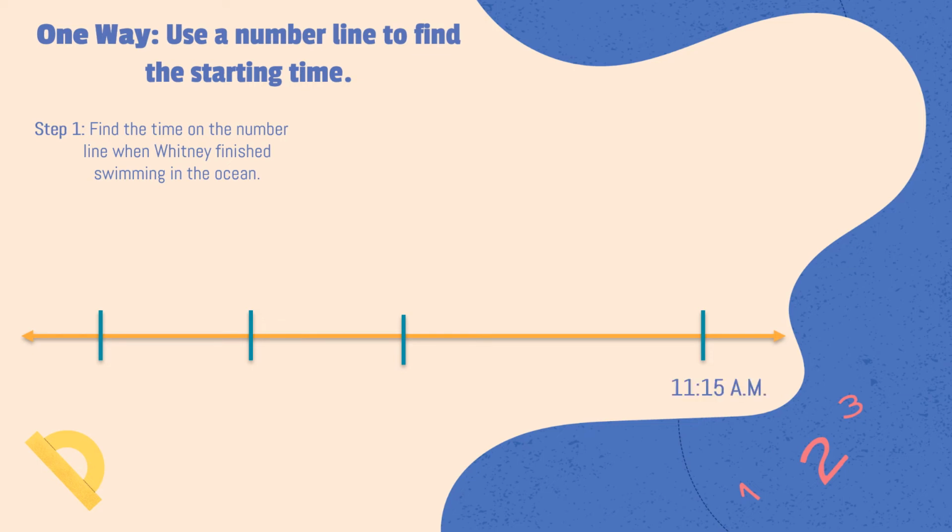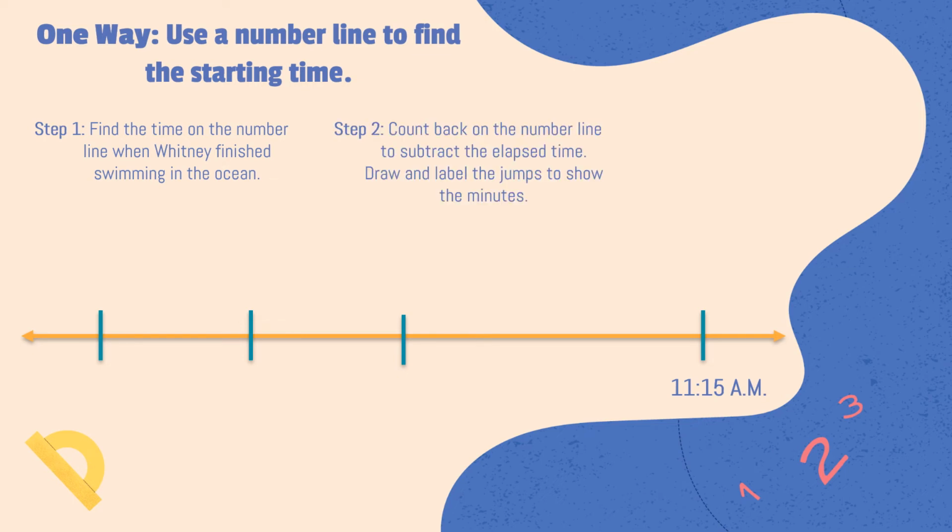We put it at the end because of step 2 that we're going to count back on our number line, because we have the end time and we're going to look for the starting time. So we're going to count back on the number line to subtract the elapsed time. We're going to draw and label the jumps as always. And of course, we're going to write the times below each number line.